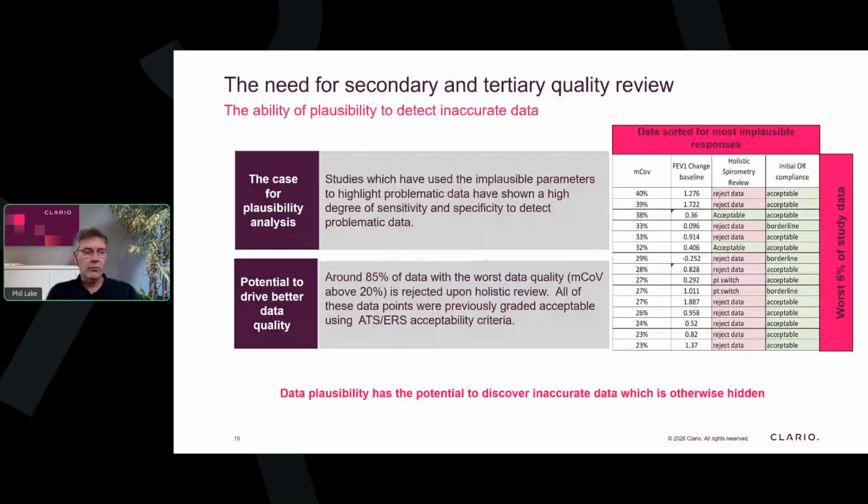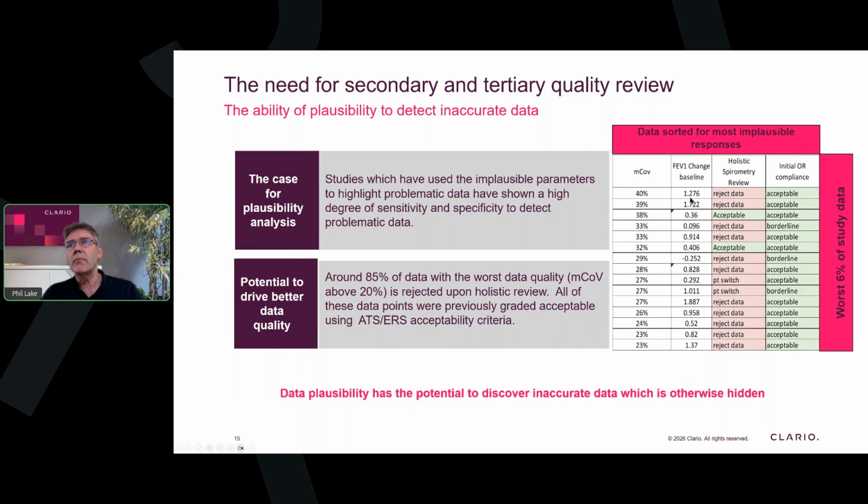So if I've not already persuaded you about this, I have one last slide to try and do it. This is a case study where we've looked at another ASPA trial. We've taken the most variable data in the trial and plotted this all out. You can see 23 to 40% variability. Over here, you can see the initial ATS-ERS compliance of that data. It was all either borderline acceptable or acceptable, so what we consider to be good data.